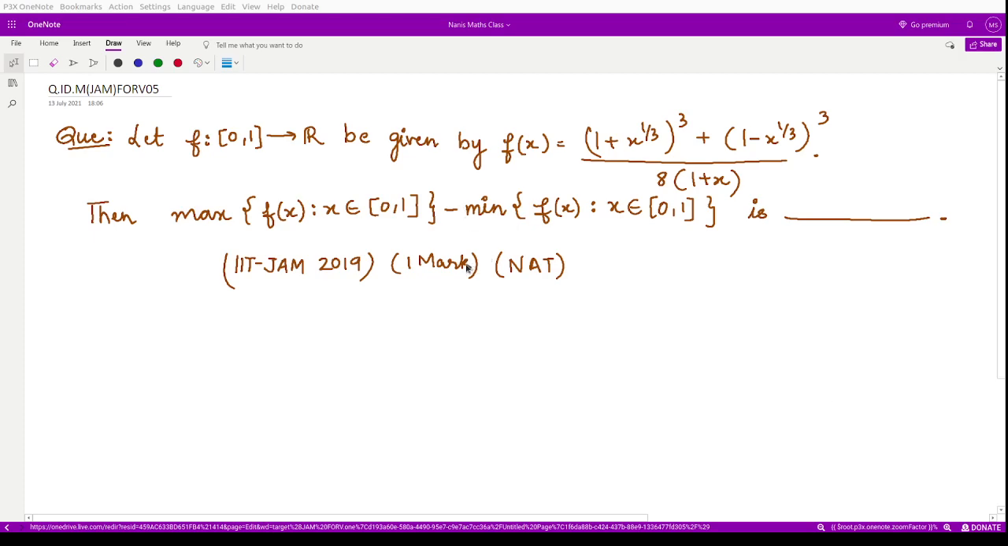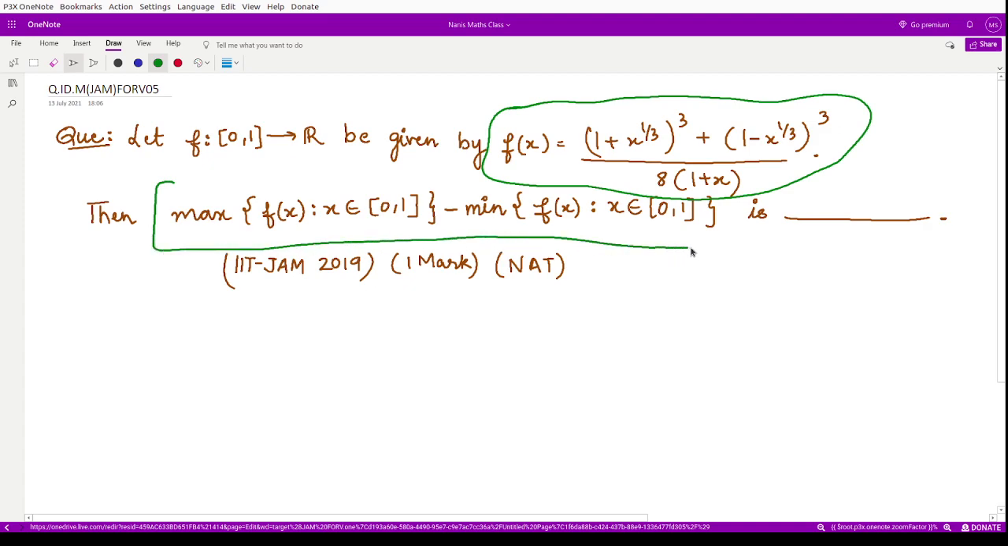In this video, we shall be talking about a question from IIT JAM 2019 consisting of 1 mark, and this is a numerical answer type question. So in this question, they are saying, for this particular function where x is a real variable, what is this quantity: the maximum value of the function minus the minimum value of the function in the closed interval 0 to 1.